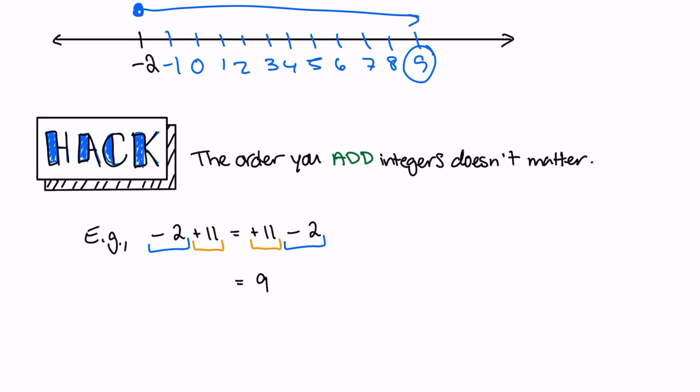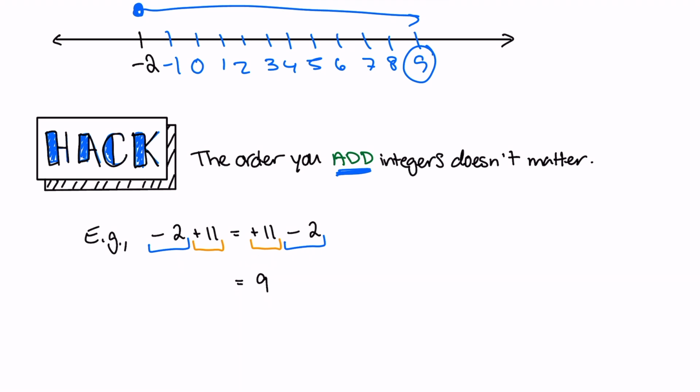Now for a little hack. The order you add integers doesn't matter. For subtracting, it does matter, but the order you add, it doesn't. So for our previous example, we had -2 plus 11. That's actually the same thing as 11 minus 2.